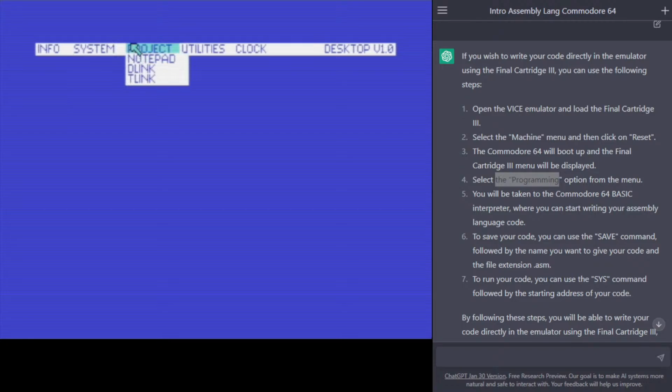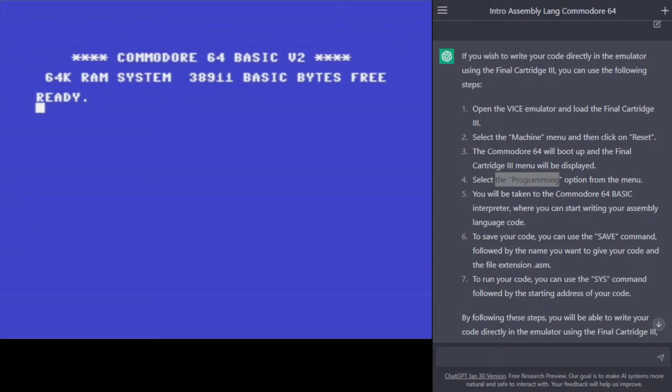Oh, that's interesting. There's a notepad built into Final Cut. Anyway, so let's just go back to basic. And there we go. We're at a basic prompt. That's interesting. It's got a much harder border than the default Commodore border.